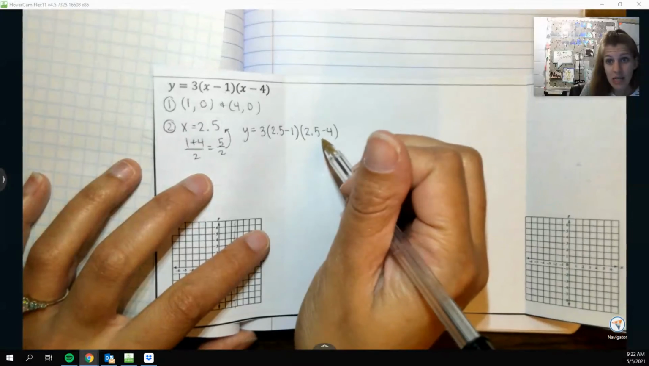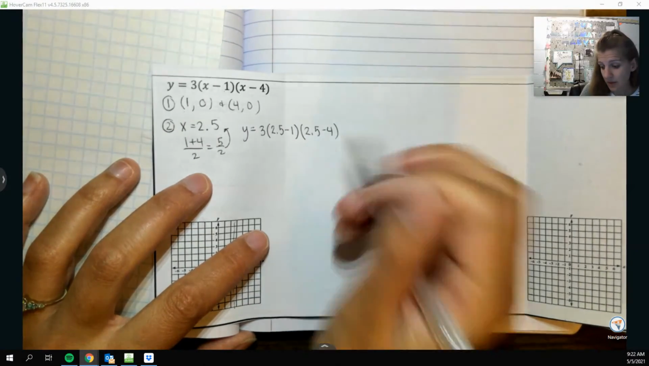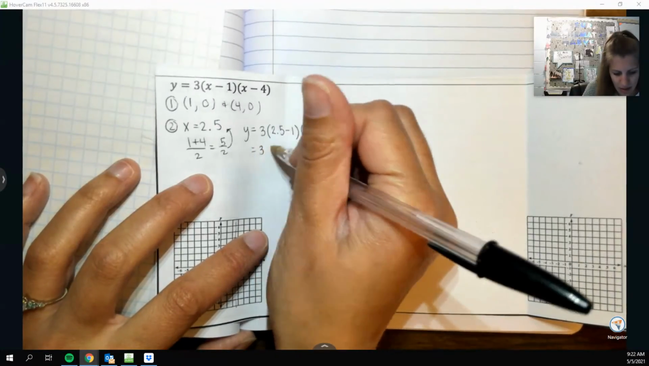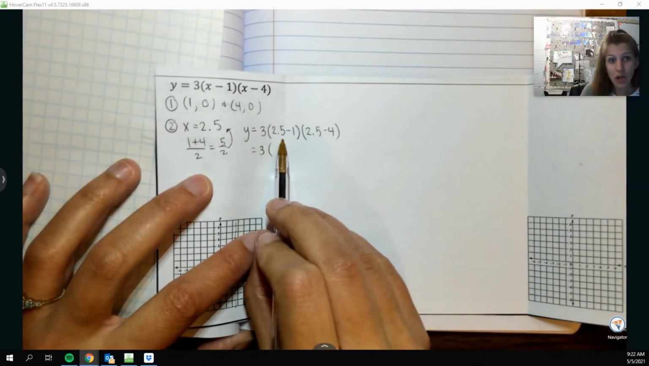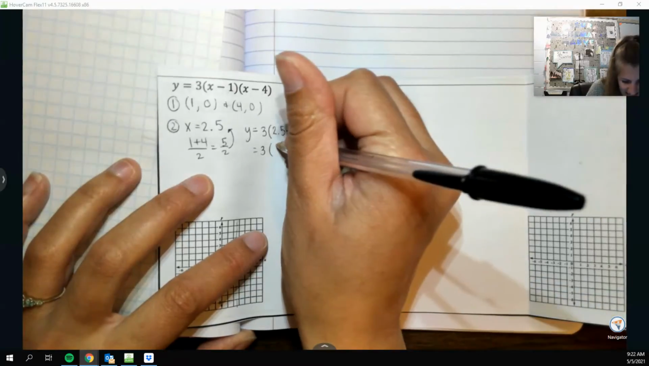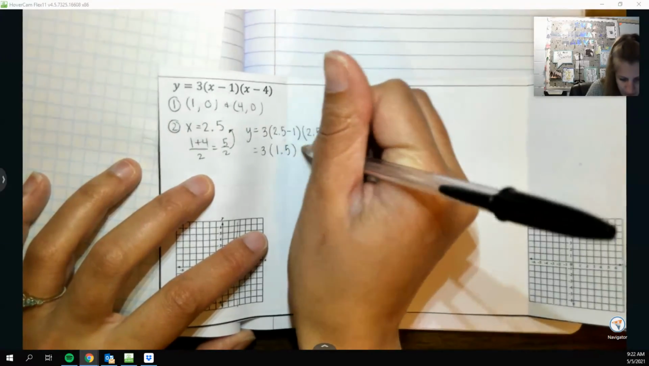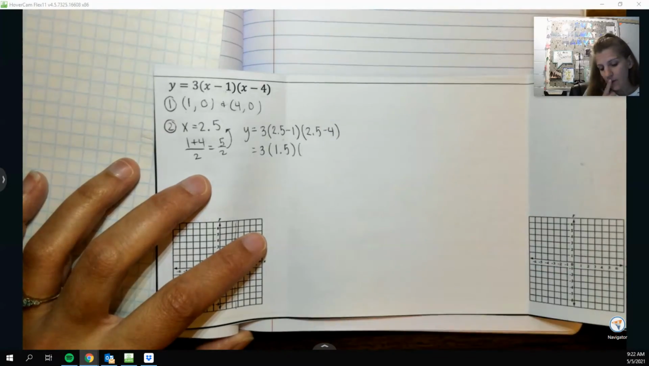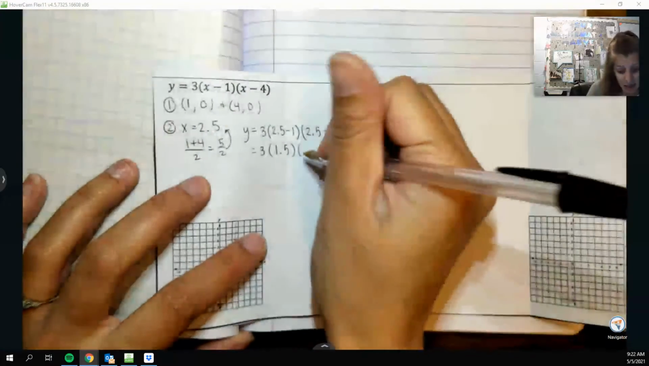And then we'll do 2.5 minus 4. Okay, so we want to do what's inside parentheses first, because if I'm following order of operations, parentheses comes first. So 2.5 minus 1 is 1.5. And then 2.5 minus 4 is negative 1.5.